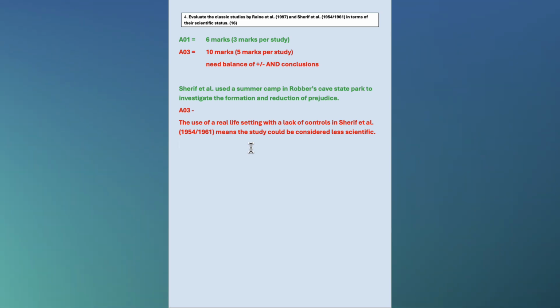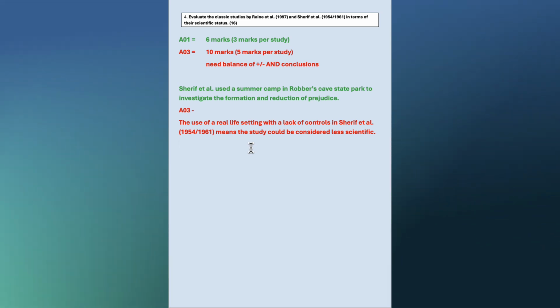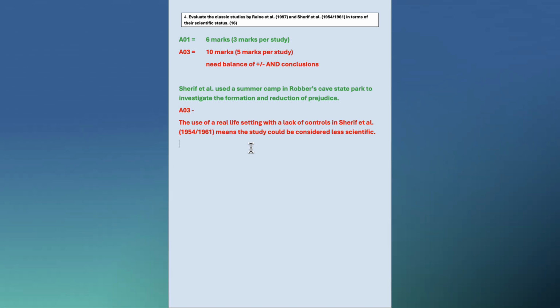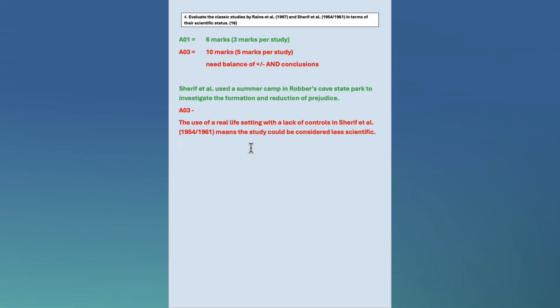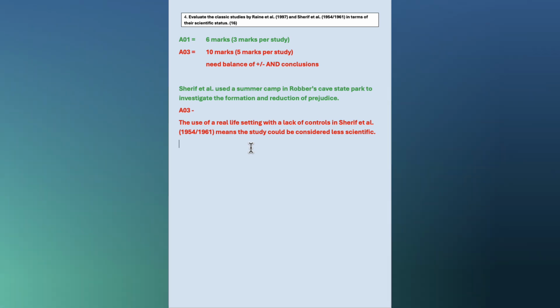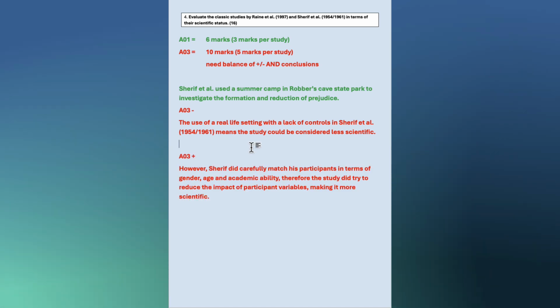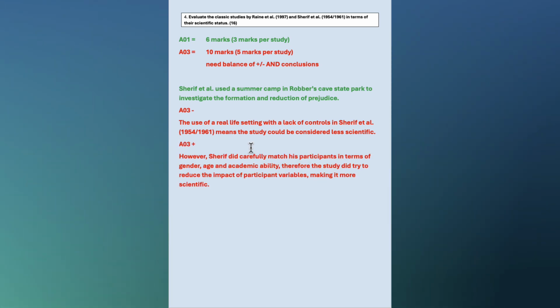What we're now going to do, though, is a strength. If we can do something like this, we can do a bit of AO1 to demonstrate our knowledge. Then we can do a strength-weakness pair. If you really want to go for it, you can go strength, weakness, strength, so you could do a triple. But in this case, I'm only going to do the two. I'm going to bring in a strength. So here's my strength. However, Sherif did carefully match his participants in terms of gender, age, and academic ability. Therefore, the study did try to reduce the impact of participant variables, making it more scientific.